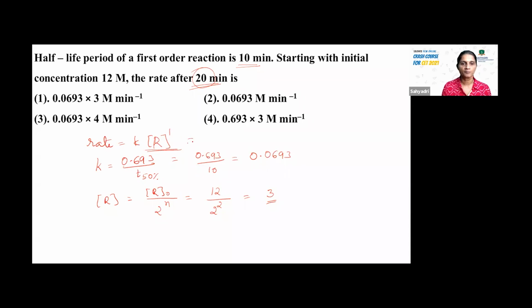Now you substitute. K value is 0.0693 into R value is 3, right? And rate is moles per liter, which is nothing but molarity per minute. It's not per second because time is given in minutes. So this is the answer.